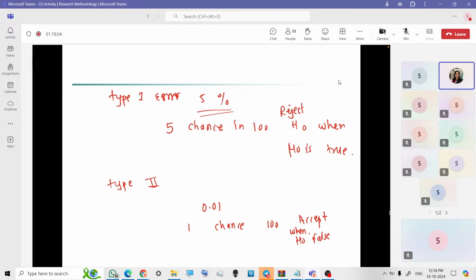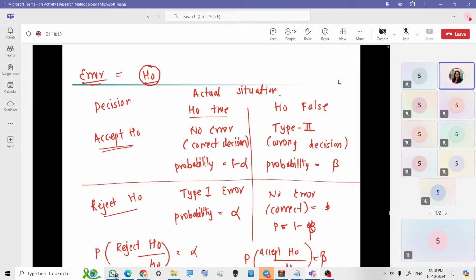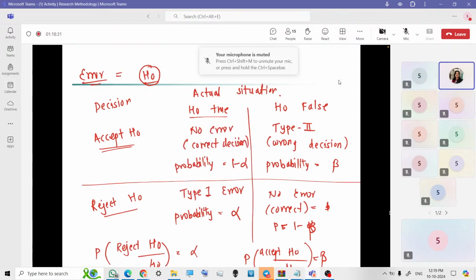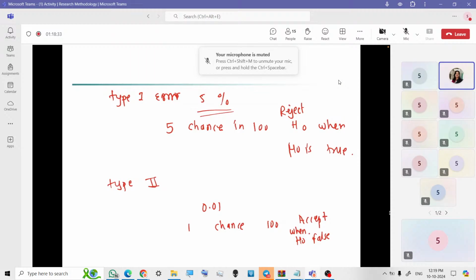Okay. Similarly, if I'm having type 2 error 0.01, it means that there is only one chance whenever I'm accepting my hypothesis when H0 is false. So it means that for the remaining 99%, 99 chances in 100, I'm rejecting the null hypothesis when it is actually false. So in a way, I define the value of type 1 error and type 2 error.